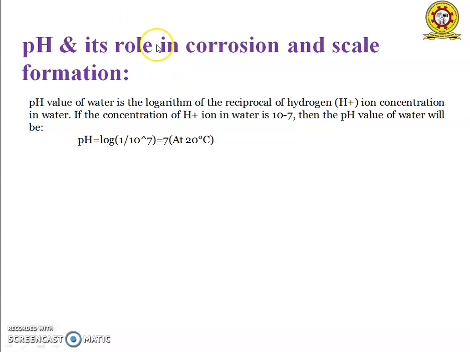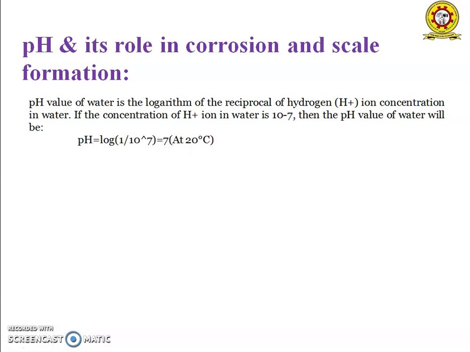The next one is pH and its role in corrosion and scales. The pH of water is the logarithm of the reciprocal of the hydrogen ion concentration in the water. If the concentration of H+ ions in the water is 10 to the power of minus 7, then the pH of the water is the logarithm of 1 by 10 to the power of minus 7, which is equal to 7 at 20 degrees centigrade.